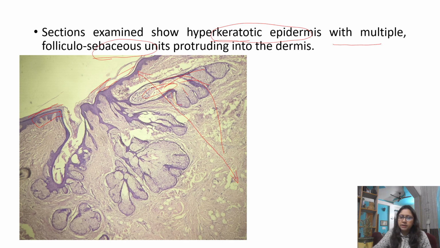So what are we seeing in the dermis? These folliculosebaceous units are protruding into the dermis. From the epidermis it is going deep down. You can see the projections, the whole unit coming down. That is, folliculosebaceous units are going deep into the dermis. This is the upper dermis picture I am showing you, and we have a deep dermis picture also.